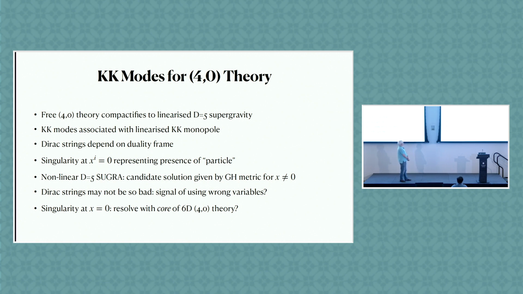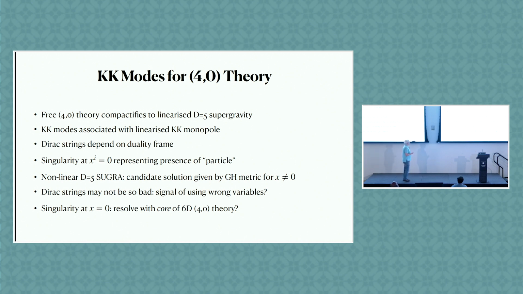So where does this leave us? For the free 4,0 theory, it compactifies to linearized 5-dimensional supergravity. The Kaluza-Klein modes can be associated with the linearized Kaluza-Klein monopole. It has Dirac strings in some duality frames but not others. And the singularity at the origin is representing the presence of a particle, so that's not so bad.